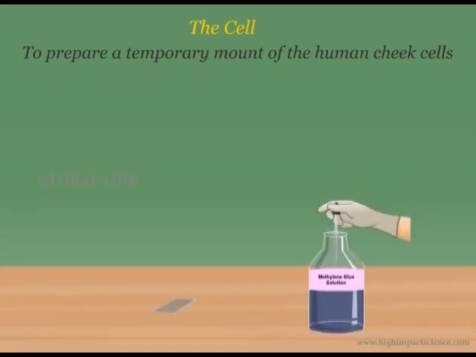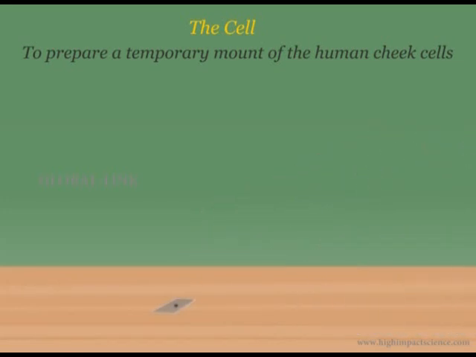Pour a drop of methylene blue solution on the mixture on the slide and mix it properly. This will stain the epithelial tissue. After 2 to 3 minutes, remove the excess water and methylene blue solution using a blotting paper. Pour a drop of glycerin on the slide content and spread it.